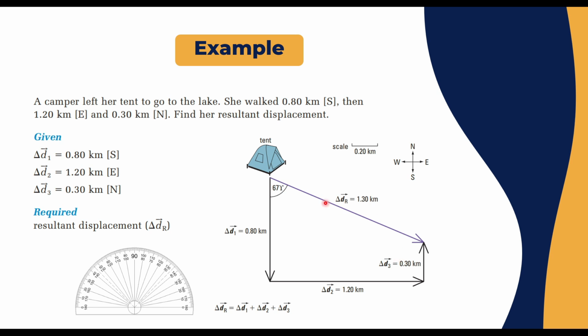By doing that, you can find with your ruler that the delta D resultant equals 1.3 kilometers. As simple as that. To find the angle, we already drew it, but we don't know what the angle is. For that purpose, you can use a protractor, and you'll find the angle between this vector and this vector is 67 degrees.